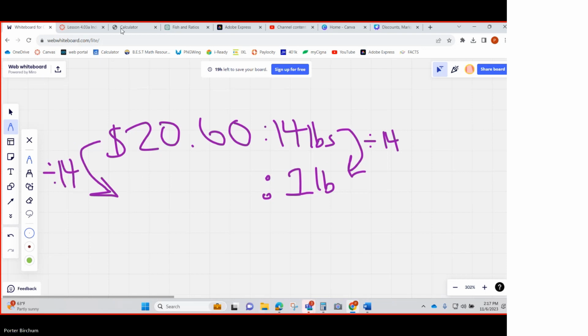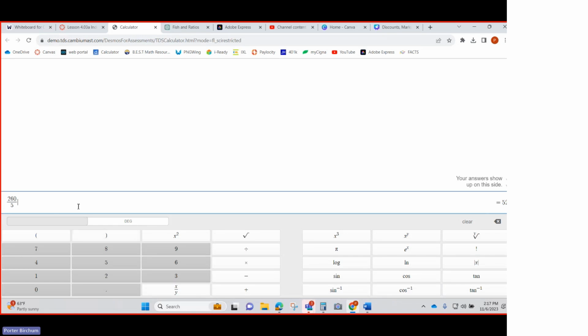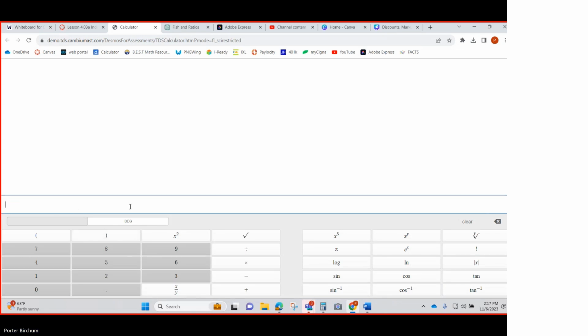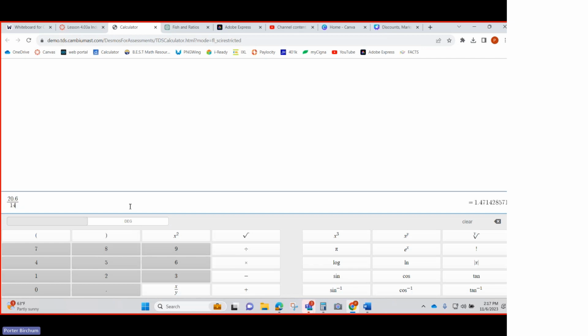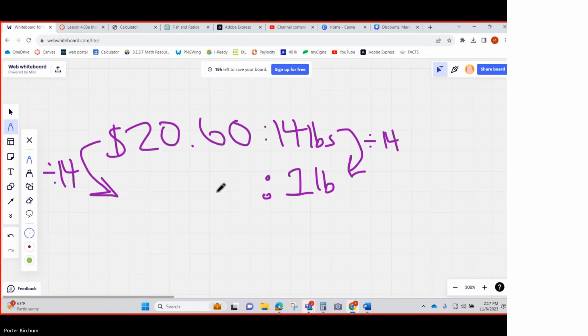And then over here, I'm going to divide by 14 also. 20.6 divided by 14 is 1.47 when I round. $1.47. So that's $1.47 per pound. Sweet.